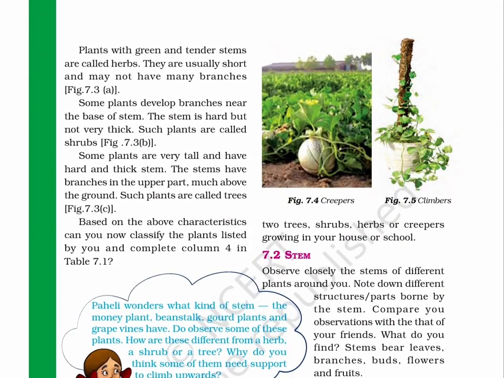Plants with green and tender stems are called herbs. They are usually short and may not have many branches. Figure 7.3a. Some plants develop branches near the base of stem. The stem is hard but not very thick. Such plants are called shrubs. Figure 7.3b. Some plants are very tall and have hard and thick stem. The stems have branches in the upper part, much above the ground. Such plants are called trees.